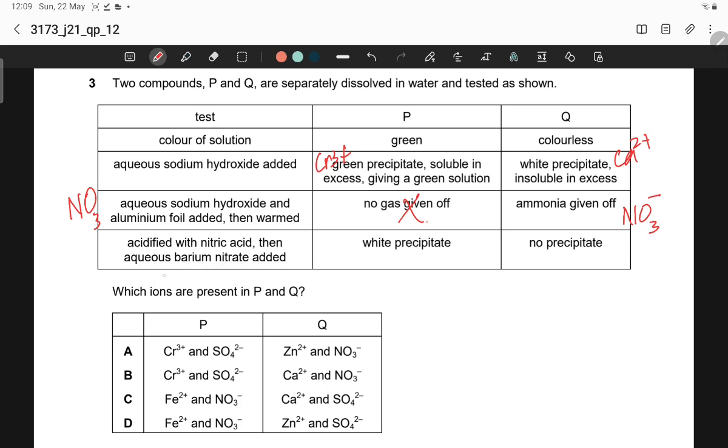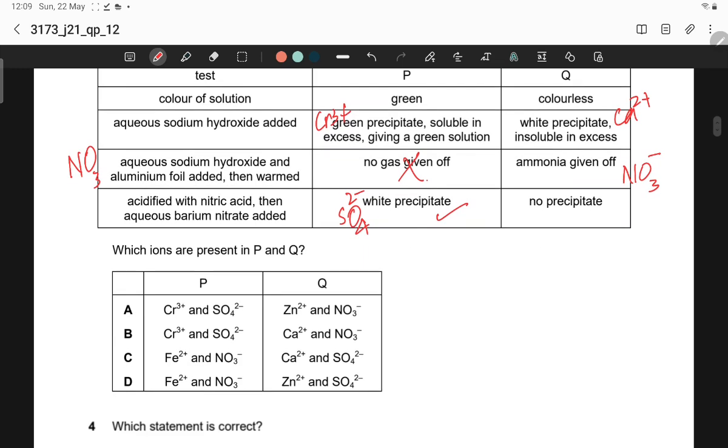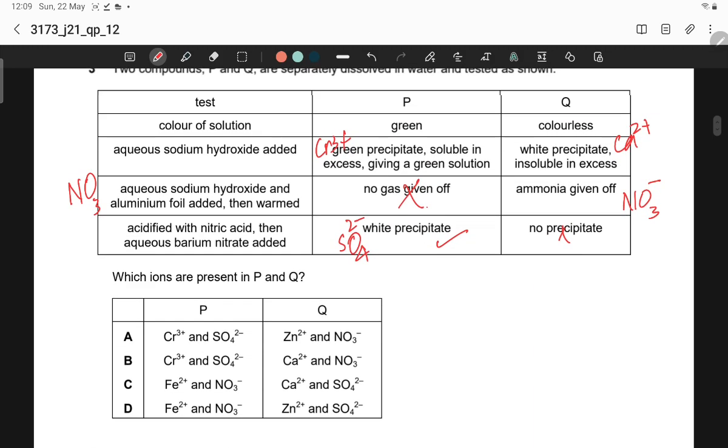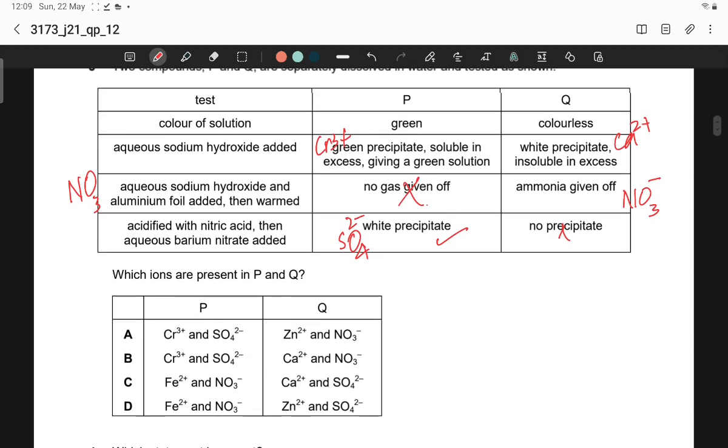Acidified with nitric acid, then aqueous barium nitrate: a white precipitate is a positive test for sulfate ions, and no precipitate is incorrect for sulfate ions. Which ions are present in P and Q? In P, chromium ions and sulfate ions are present, while in Q, calcium ions and nitrate ions are present.